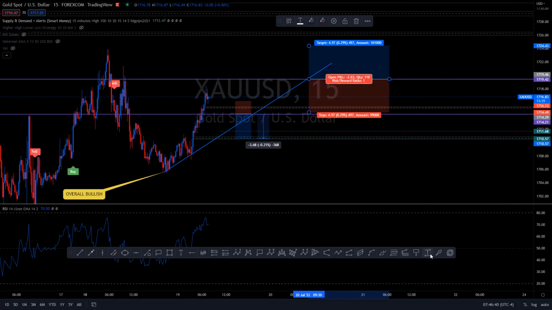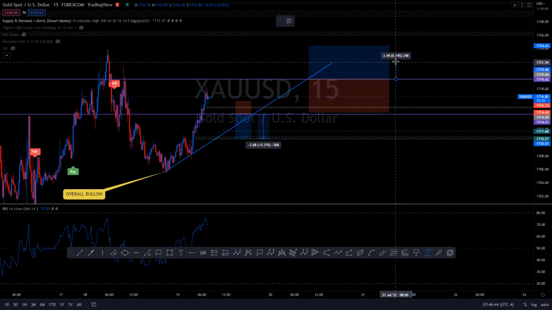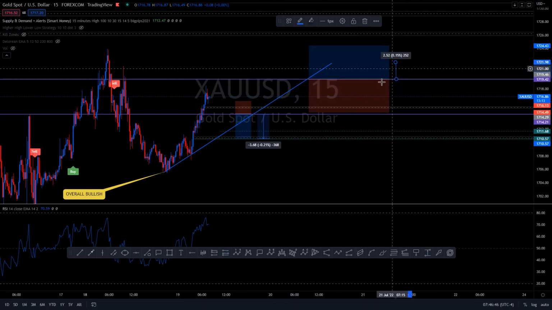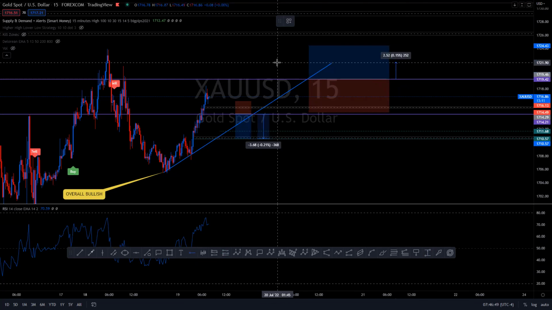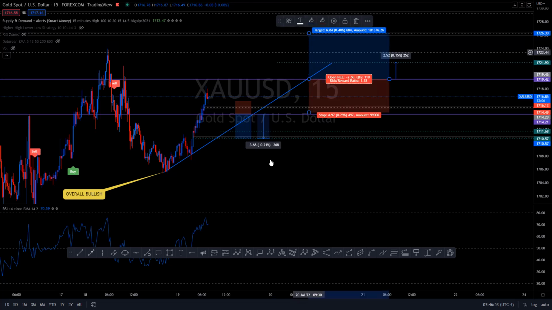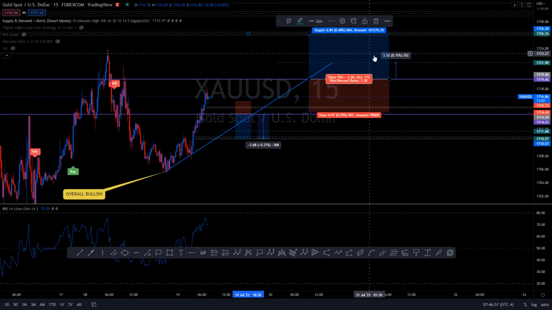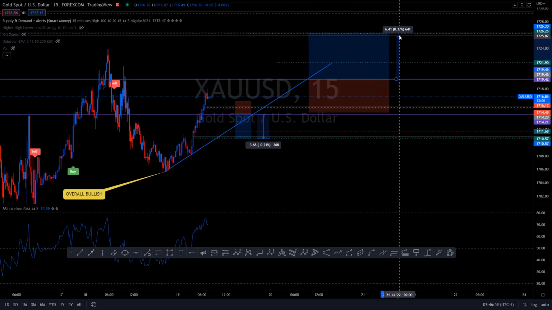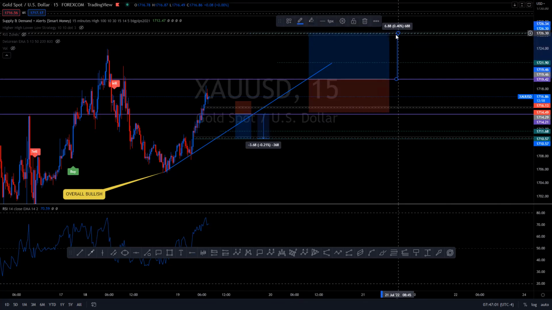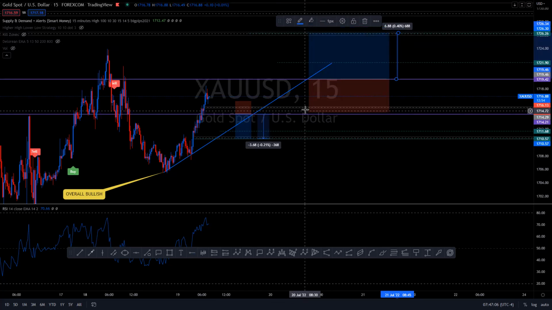So if that's the case, entry here, I want to get at least 250 points worth of NAS. So this is 252. So this will be take profit 1. And then I'll be looking for take profit 2 to go at least up to this mitigation zone here. So that would be a total of 684 points. And that's what I'll be looking for as far as the buy.